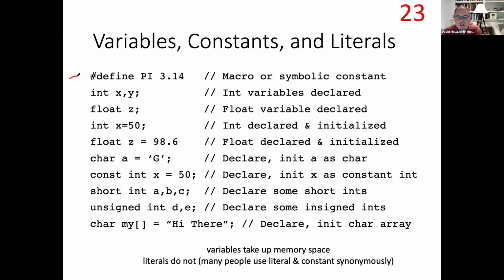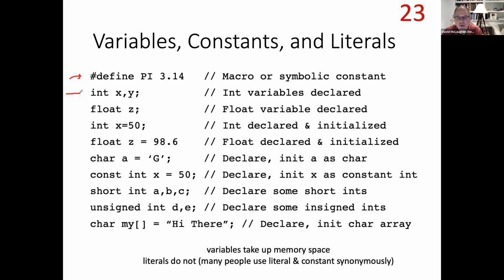Okay, what's this first line here? That's a preprocessor directive. We already saw that. I'm defining pi as 3.14. So this is a preprocessor directive. It's a macro replacement, a symbolic constant. And everywhere else you see pi, you'd know to substitute 3.14, okay?